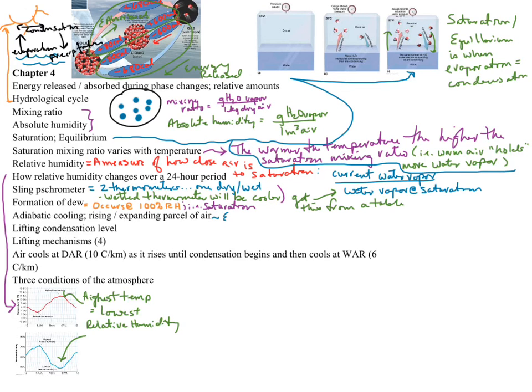Adiabatic cooling. Basically, if you get a chunk of air to rise, it will automatically expand to those lower pressures. And as it expands, it gets larger. That expansion is work, and that work is paid for by the temperature of the parcel of air.